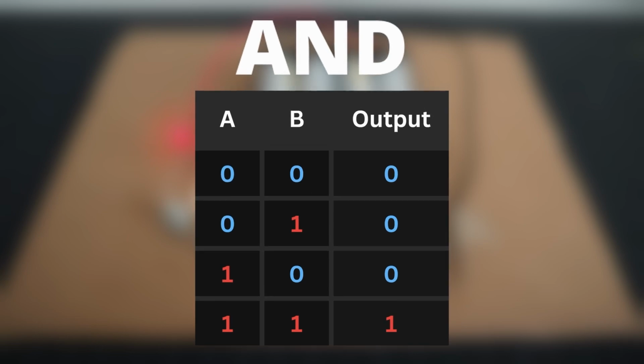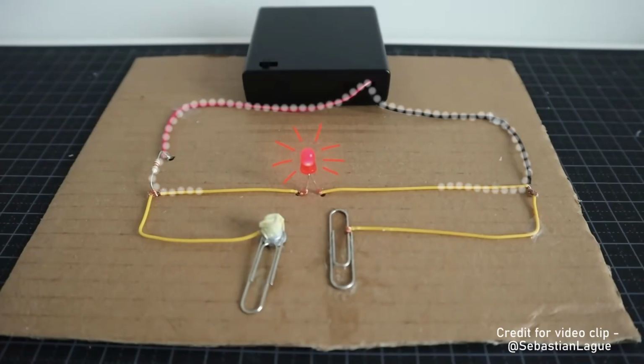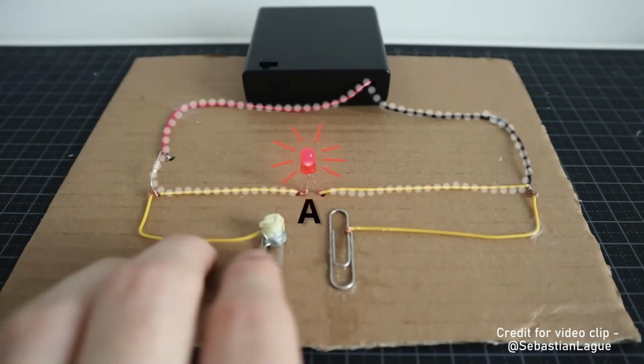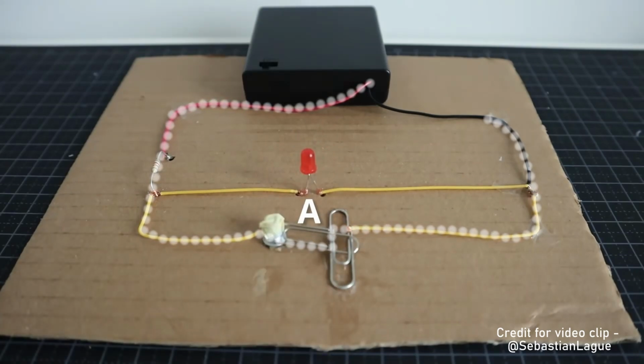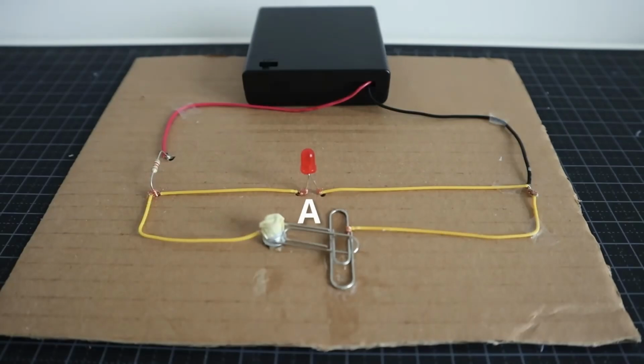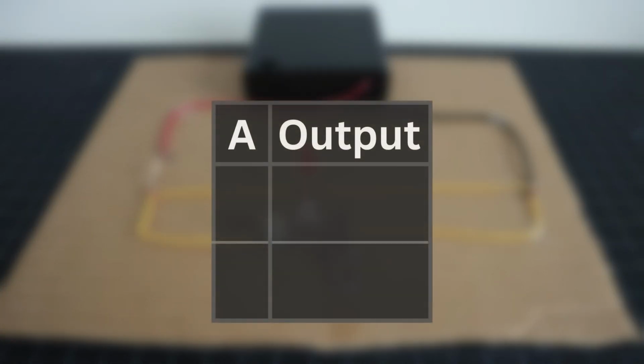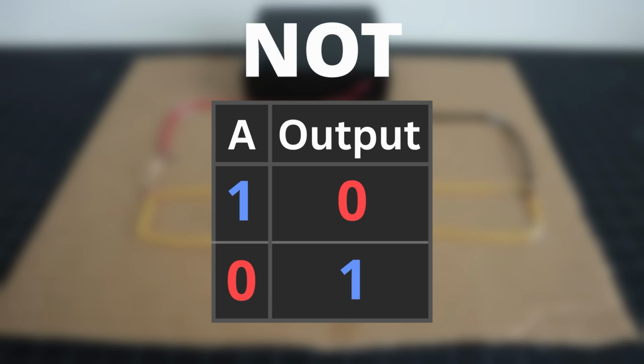Now, here's a different circuit where the LED glows even when the switch is open. As soon as I close it, the LED turns off because we've created an easier path for the current to flow. The current will travel the easier path. We are basically getting the opposite of the input. If input A is 1, output is 0. If input A is 0, output is 1. This is the NOT operation.